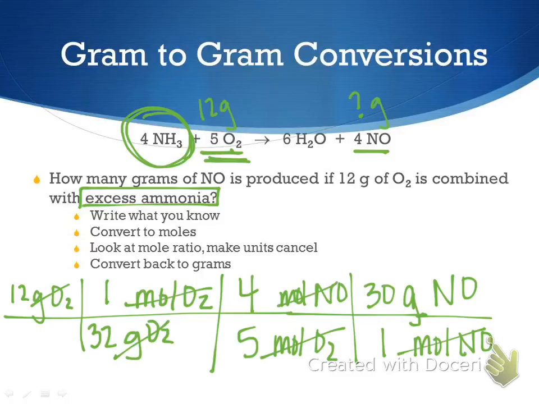Okay, if your units are not opposite or diagonal of each other, they don't cancel, which means it's not going to work. Your units have to be opposite of each other. So we multiply across the whole top, divide by the whole bottom.